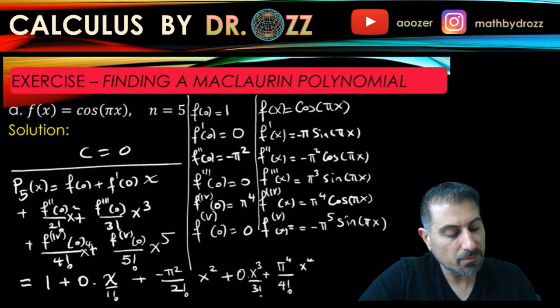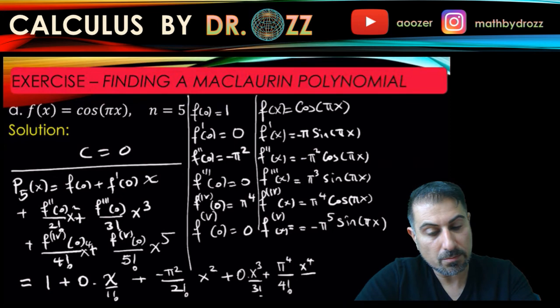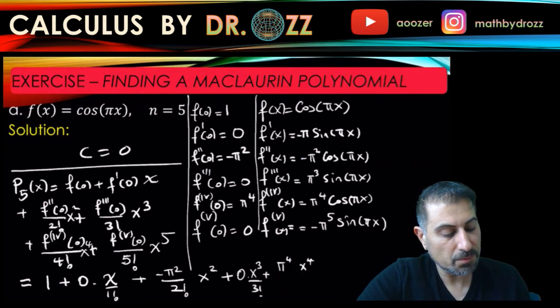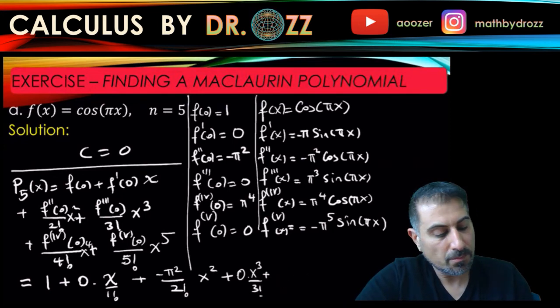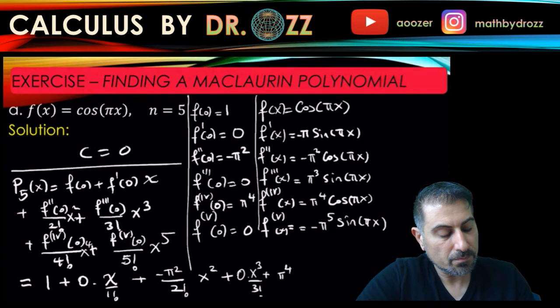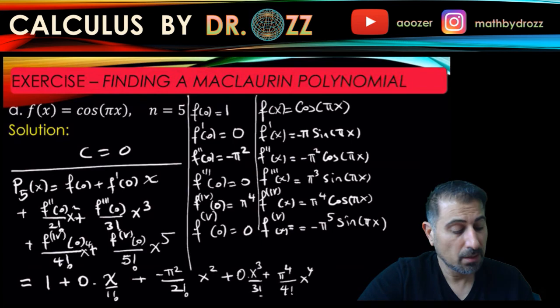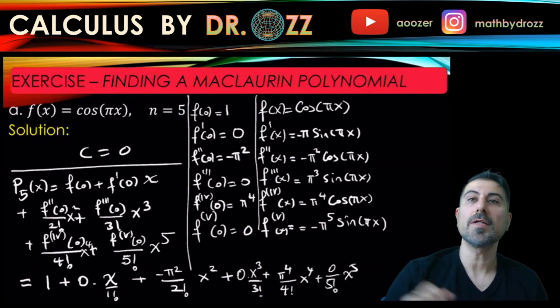This is x to the fourth over 4 factorial. Let's be precise. And then finally, the fifth derivative is 0, so 0 over 5 factorial, x to the fifth.